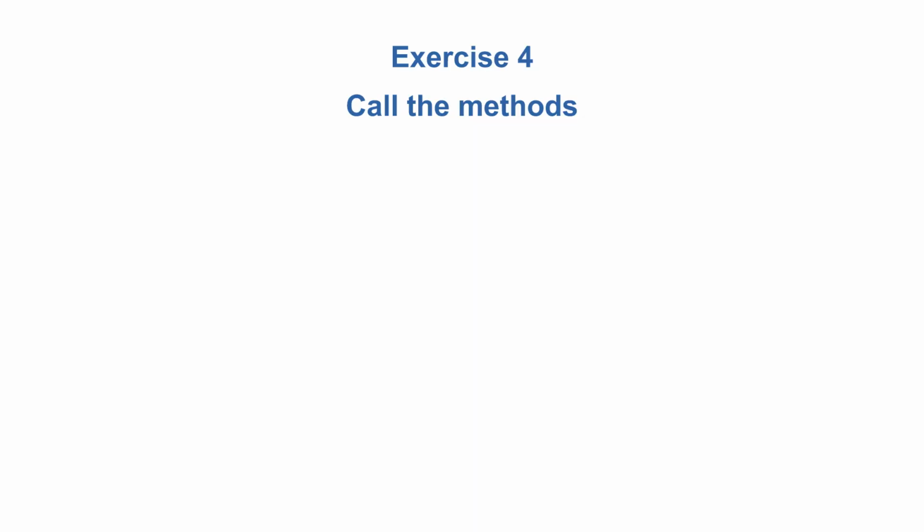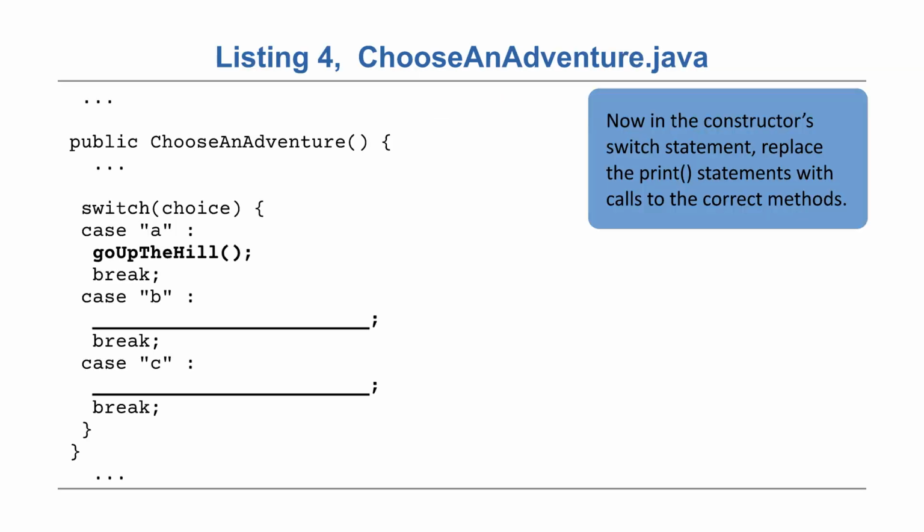Exercise 4. Call the methods. Now, in the constructor switch statement, replace the print statements with calls to the correct methods. Run it. What happened? If you run the program and entered A, B, or C, it should print the right message.